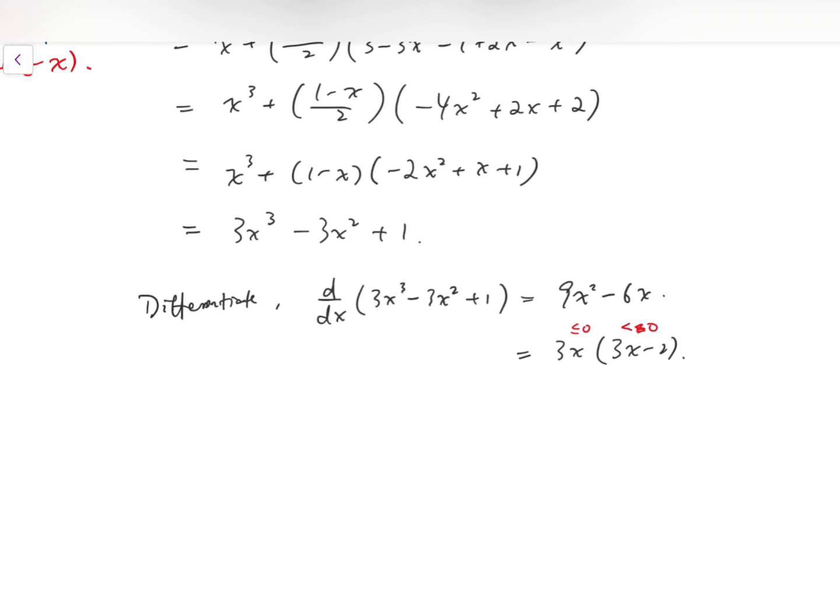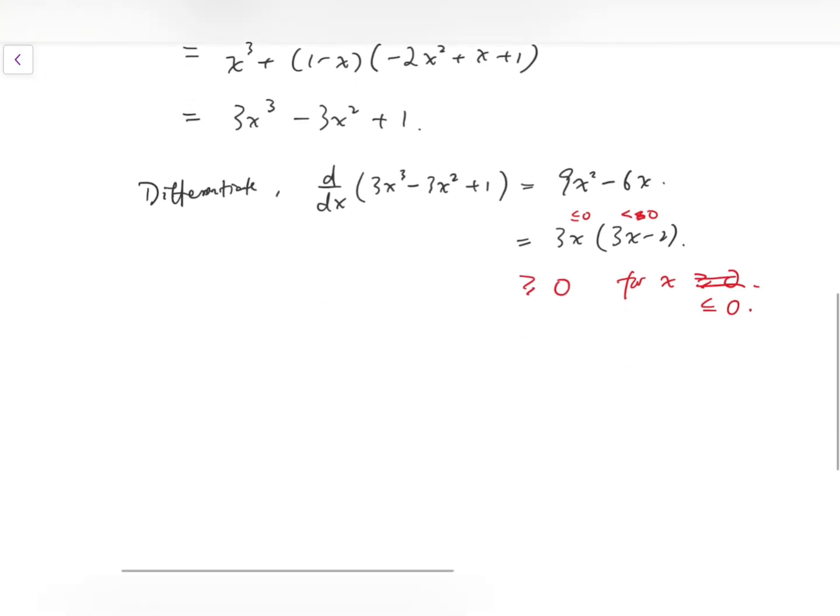Okay, so it actually increases for x to be non-positive within this range. So that means 3x cubed minus 3x squared plus 1 increases as long as x is not positive. So that means it takes its minimum when x takes its minimum.